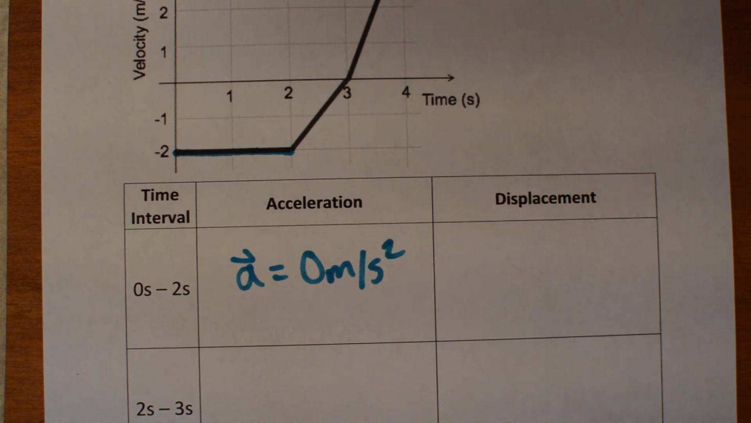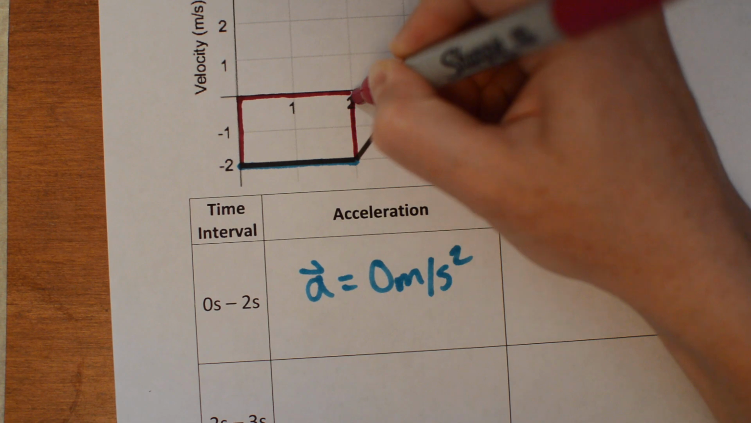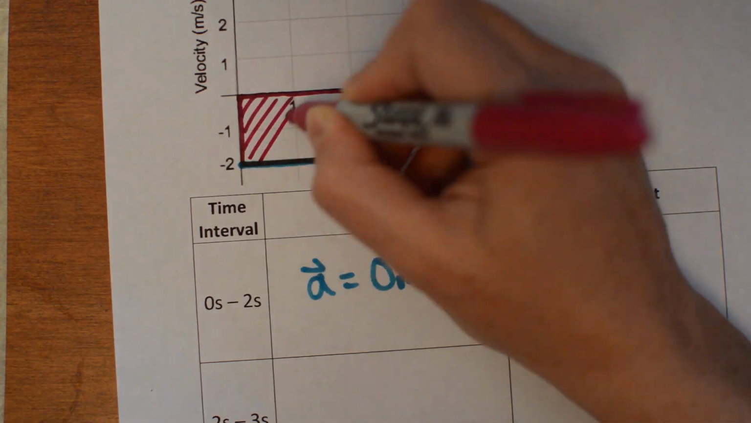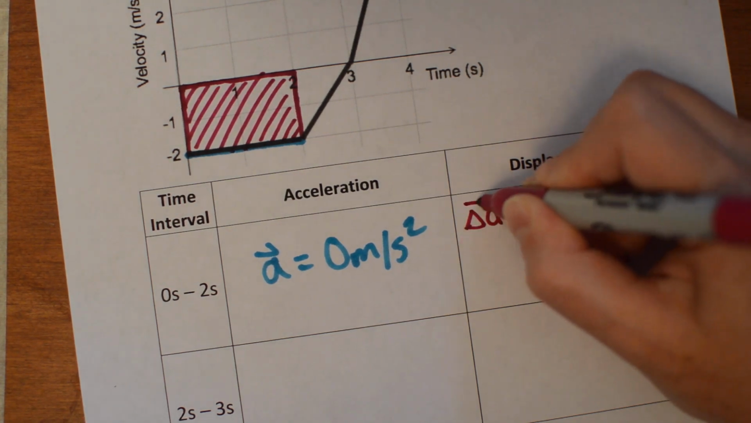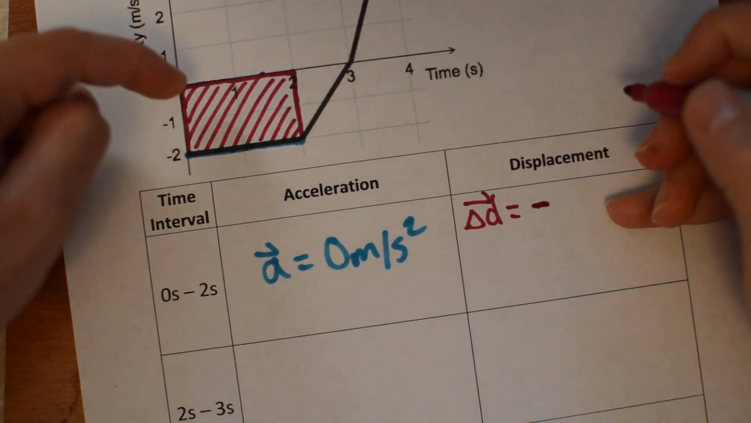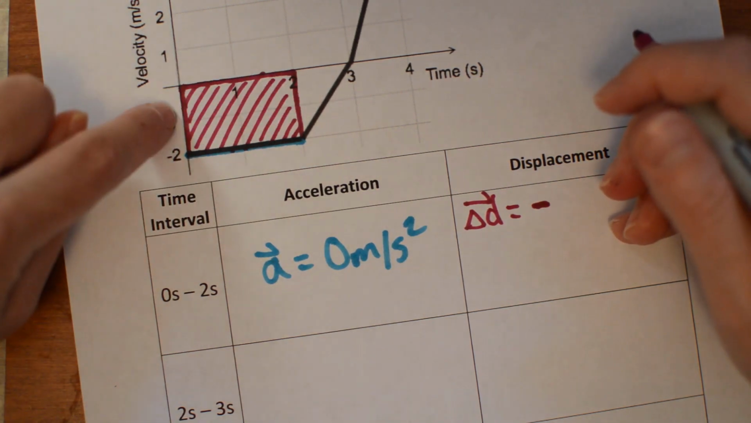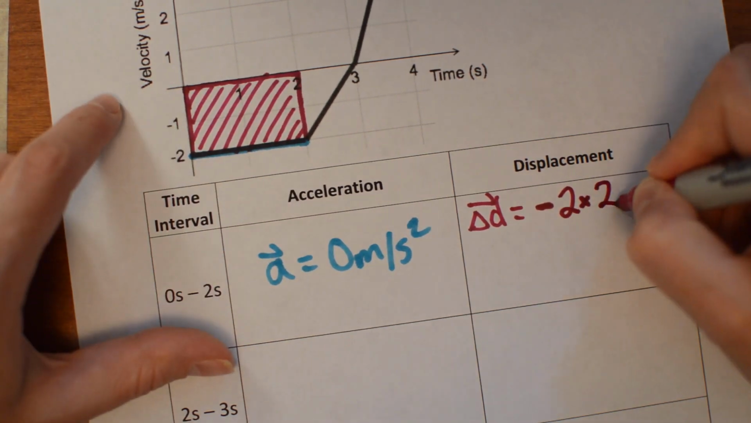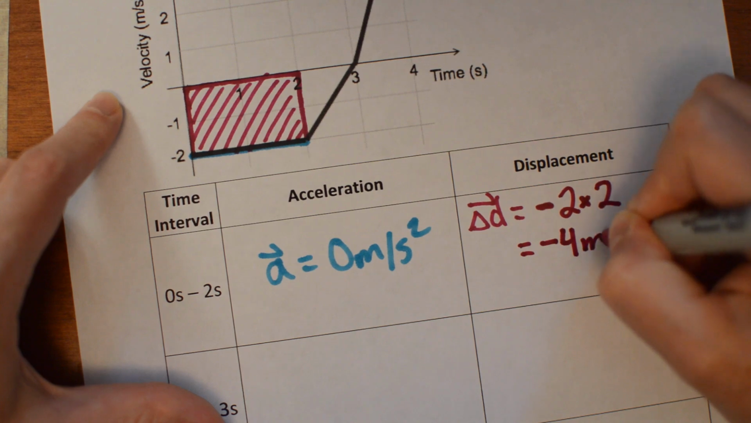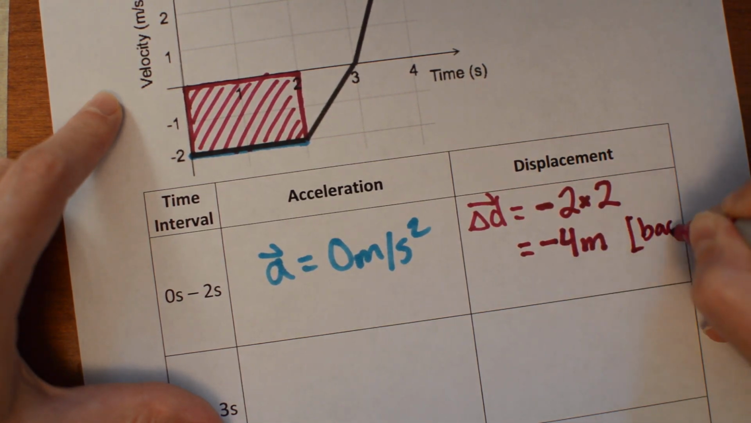The area is my displacement, so I do cover ground even though I'm not accelerating, because I am moving at a constant velocity. That area is going to be a negative area, so my displacement will be negative, because it's below the line. It's a rectangle, so it's just length times width. Length is 2, width is also 2, so I get -4 meters. Or I could phrase it as 4 meters backwards. I'll write backwards on the side so you remember that it's moving backward.